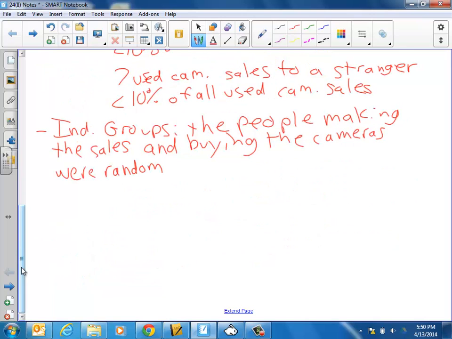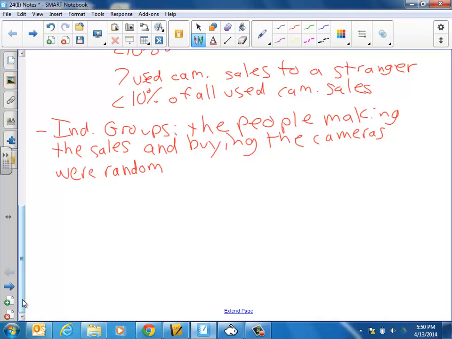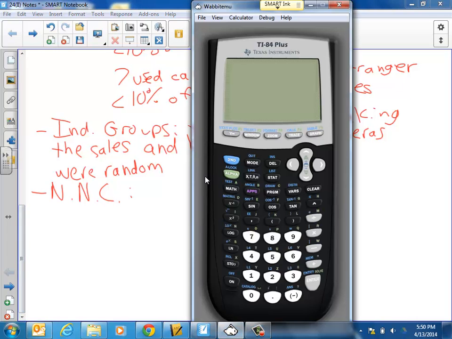Alright, last condition that we have to check. Remember, whenever we use a t-distribution, we need to check to see that we've got the nearly normal condition met. So we're going to check that next, nearly normal condition. And yeah, we can check that very simply. I've already loaded up into Wabbit the data into L1 and L2. I'll show you that real quick. It's all set up and good to go.